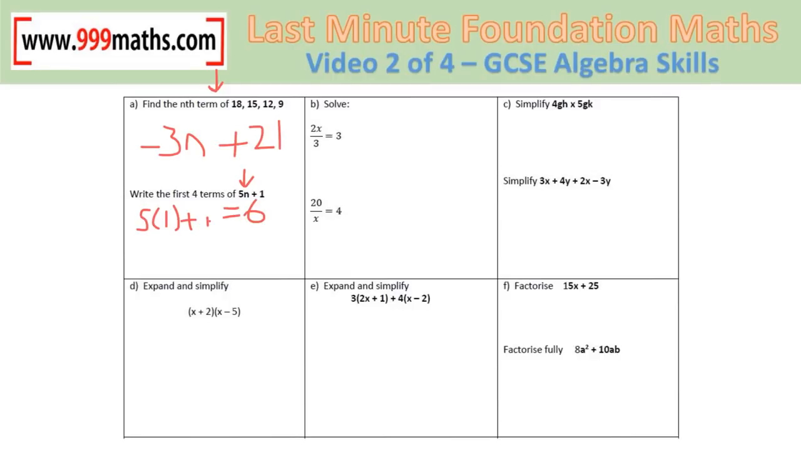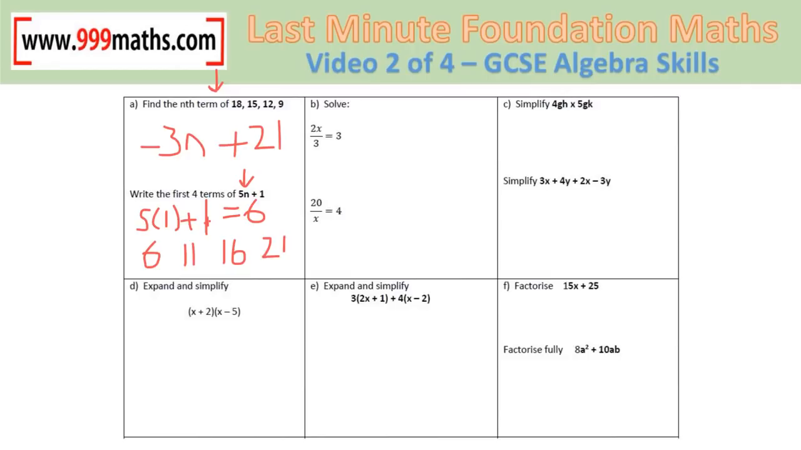I'm going to continue doing that with 5 times 1, 5 times 2, 5 times 3, 5 times 4, each time adding 1 as per the rule that's given to me. 5 times 1, add 1, it was 6. 5 times 2, add 1 is 11. 5 times 3, add 1 is 16. 5 times 4, add 1 is 21.